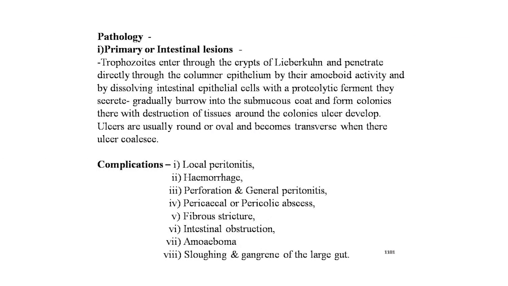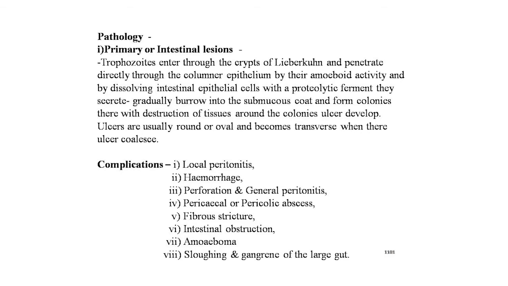Now the pathology: primary and intestinal lesions. Trophozoites enter through the crypts of Lieberkuhn and penetrate directly through the columnar epithelium by their amoeboid activities and by dissolving intestinal epithelial cells with a proteolytic ferment. They gradually burrow into the submucous coat and form colonies. There, with destruction of tissues around the colonies, ulcer develops. Ulcers are usually round and oval and become transverse when there is ulcer coalescence.